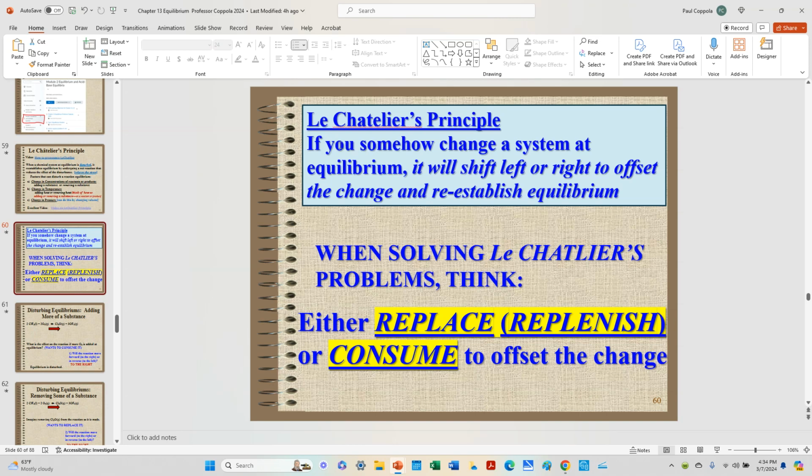So here's the little device I gave you to help you to figure out these problems. If you somehow change the system at equilibrium, it will shift left or it will shift right to offset the change and reestablish equilibrium. And when solving Le Chatelier's problems, think either replace, and when I say replace I mean replenish what was lost, or consume it to offset the change.